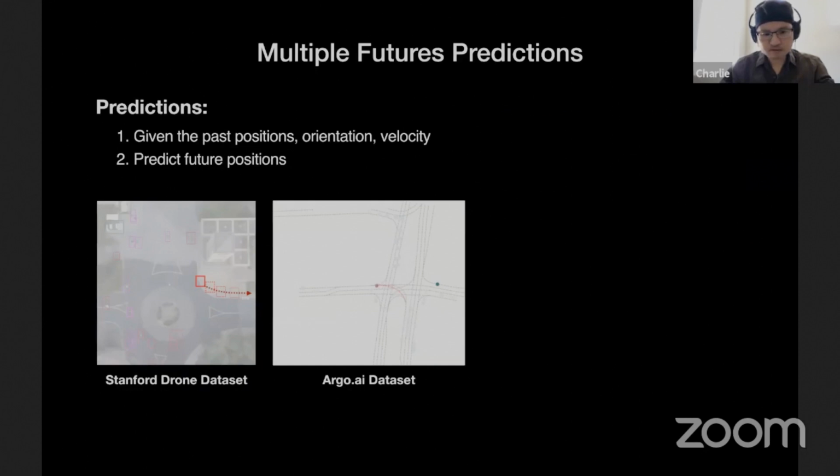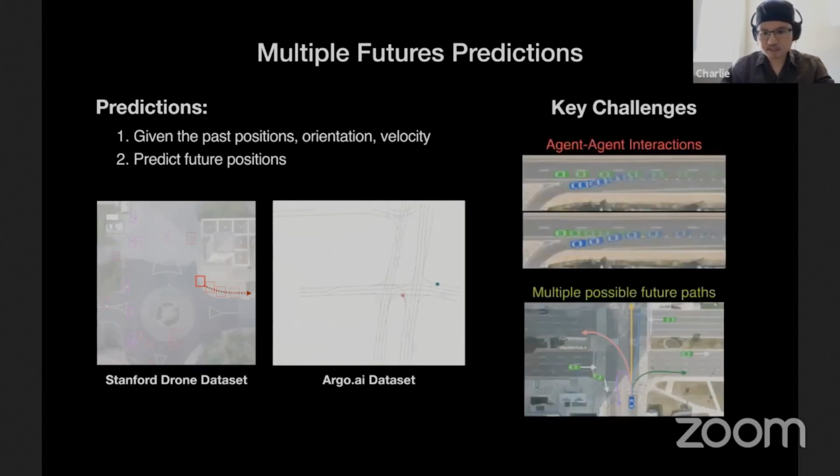So, a high-level overview of how we do multimodal predictions. It's very simple. You're trying to forecast the future trajectories of yourself as well as other agents in the environment. But the key here is that you have to watch out for multiple possible future paths. This is what's called multimodal predictions, and also agent-agent interactions. If you look at this example, how the different interactions of who yields to whom really affects the future trajectory that you're able to forecast. So these are the key problems.